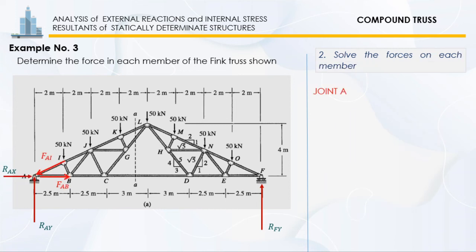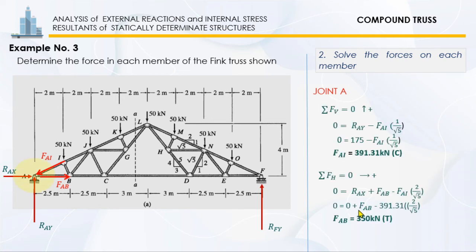So next, now considering joint A, which has only two unknown forces, FAB and FAI, acting on it, so by equations of equilibrium of the forces acting at this joint, we obtain that FAI is equal to 391.31 kilonewton, which is in compression, and FAB is equal to 350 kilonewton, which is in tension.